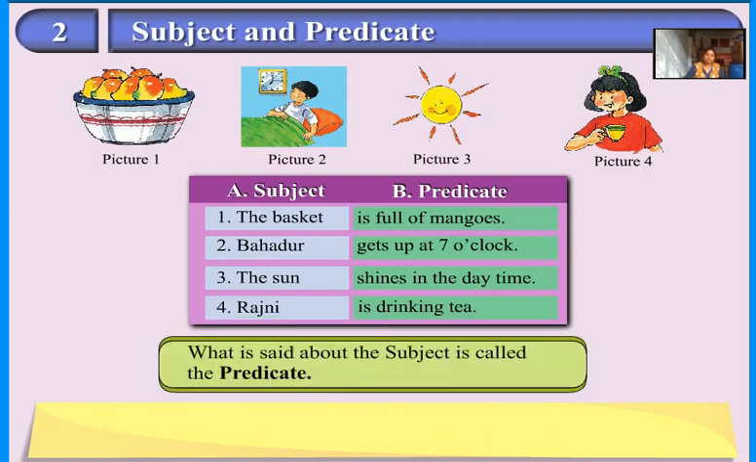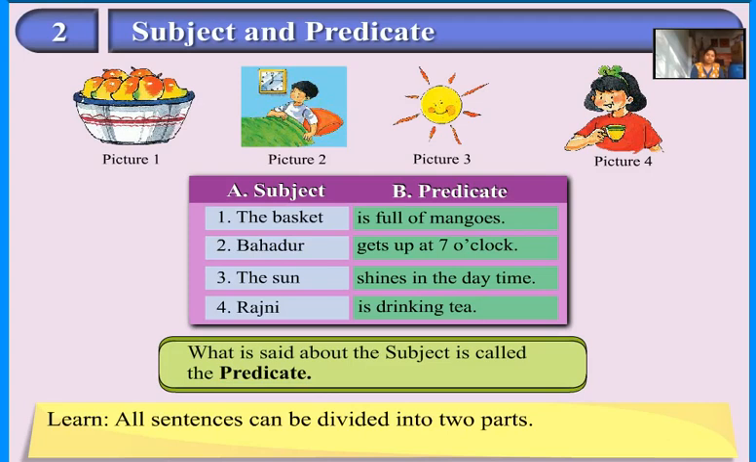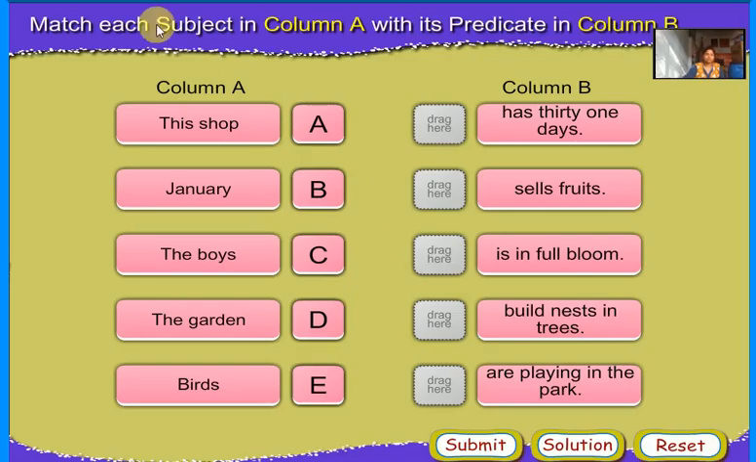What is said about the subject is called the predicate. Learn. All sentences can be divided into two parts. Match each subject in column A with its predicate in column B.